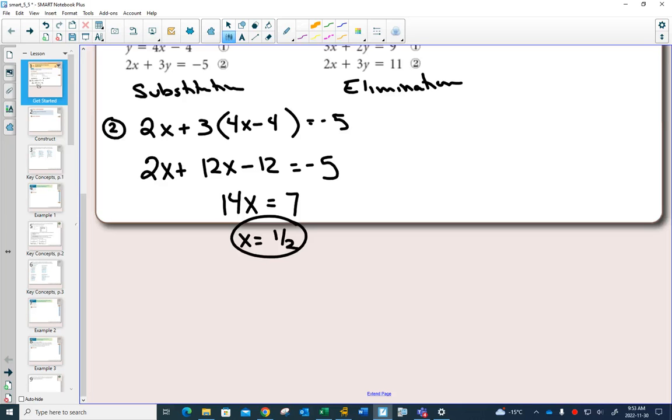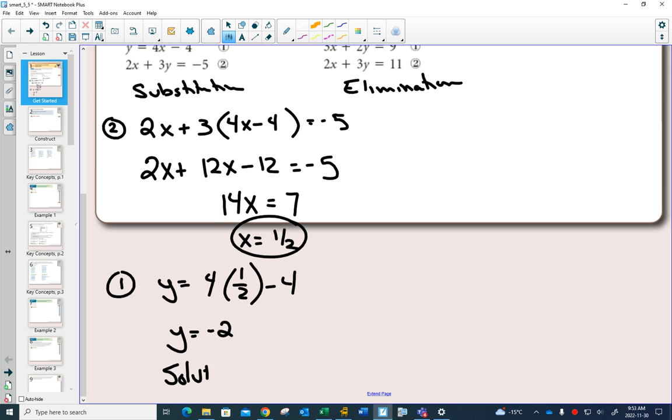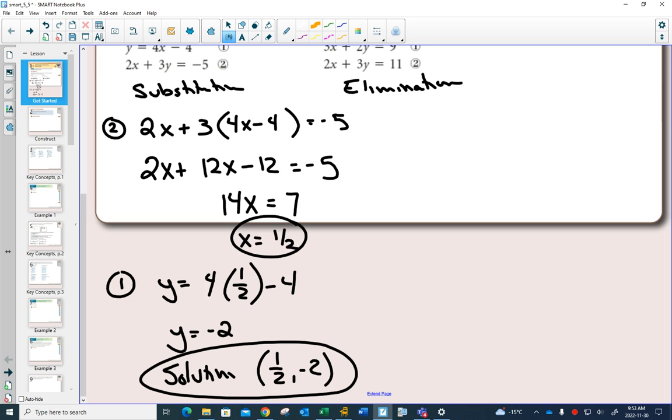once you have one of the values, you could plug that 1/2 into either equation. So for example, I go to equation 1 because it looks simpler. I plug in the 1/2. Half of 4 is 2, minus 4 is negative 2. And our solution to this one is 1/2, negative 2.